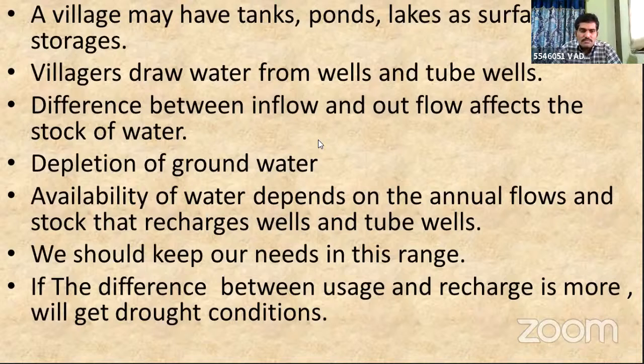So that's why for that purpose we have to manage our needs and we have to save water. If the difference between usage and recharge is more, we'll get drought conditions. In summer season, in our state, in our country, we are observing in so many villages the people are suffering because of lack of water. So they are facing drought conditions in summer seasons. Now in rainy season, we have water everywhere, but in summer season, the water is not available sufficiently.